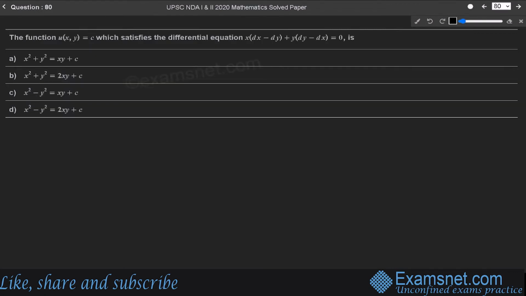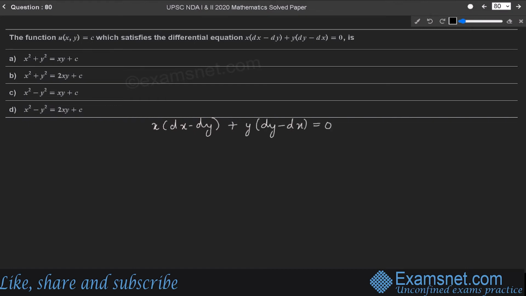Next question is, the function u of x comma y is equal to c, which satisfies the differential equation x into dx minus dy plus y into dy minus dx is equal to 0, is. It is a question from differential equations and we have to find the function which will satisfy the given differential equation. So the given differential equation is x into dx minus dy plus y into dy minus dx is equal to 0.